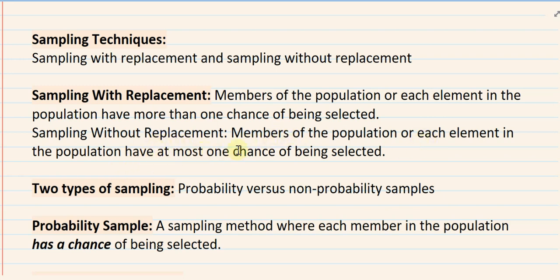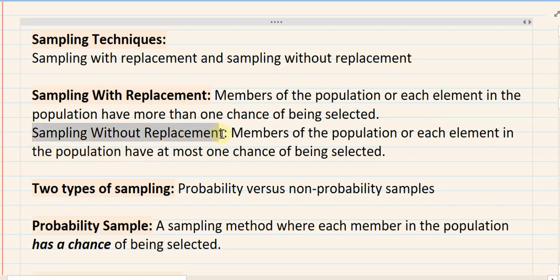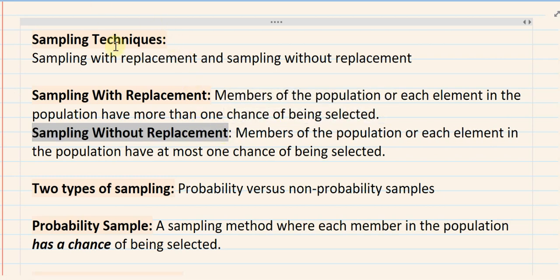The similarity is that they're both going to be random samples, but the difference between them is that in one case, sampling with replacement, when you select a member of the population, you put them back into the pool and they have another chance of being selected. So that's in essence what sampling with replacement is.